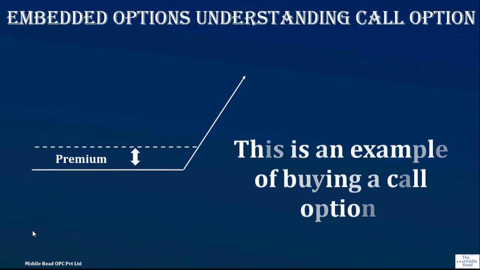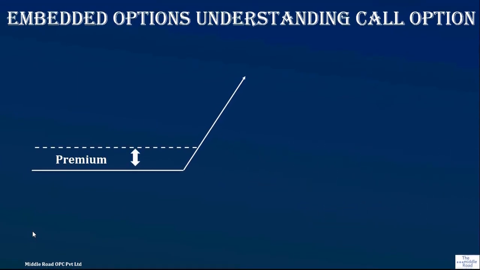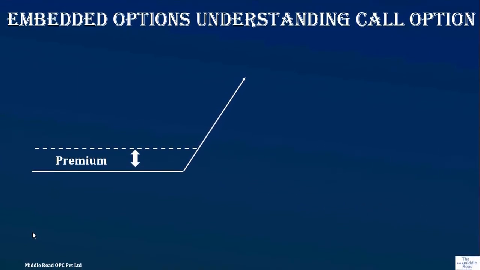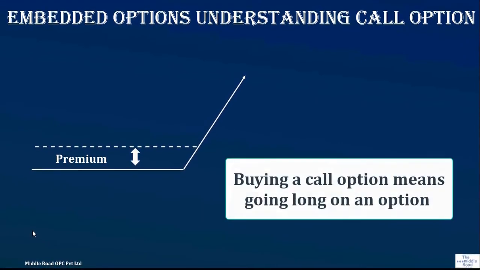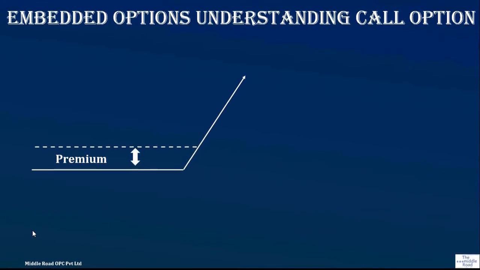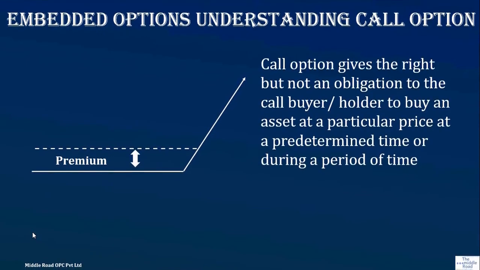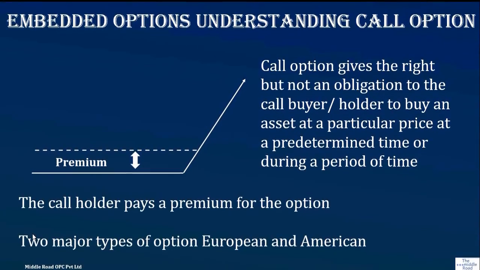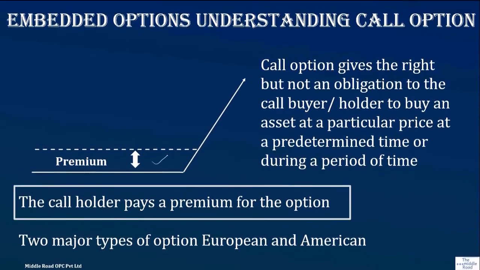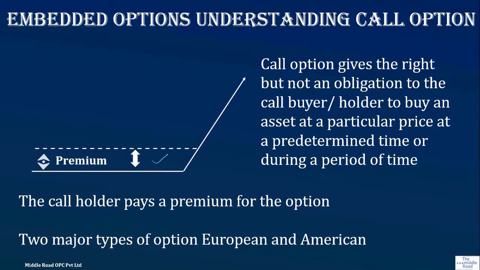Why we have not discussed callable, non-callable bonds is because we need to first understand what a call option means. It's very generic. I'll be only talking about call option and buying a call option. This is a payoff of buying a call option. We will not be looking at what is a payoff of selling a call option. Basic understanding of what a call option is: it gives the right, but not an obligation, to buy an asset at a certain price, at a predetermined time. It could be at a certain time or during a period of time. For this, the call holder pays a premium, which is what I've shown here. This is the premium which the holder is paying to buy that option.